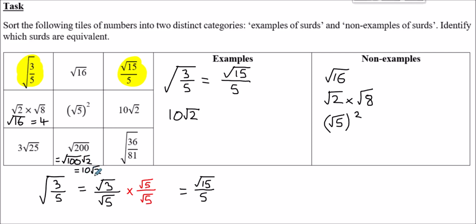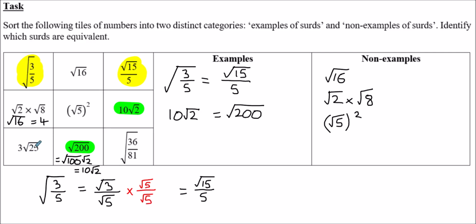But we saw 10 root 2 over here, and so actually this one, root 200, is 10 root 2 in disguise. So these two are not only surds, but are also equivalent. And so 10 root 2 equals square root of 200. So we've done 1, 2, 3, we've done these ones. So we just need to look at these bottom two on the left and right to decide if these are surds or non-examples of surds.